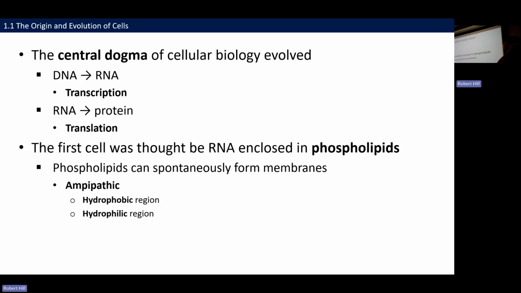You have to have this message system enclosed or encased in something, or you just have a chemical floating around in a pond or something like that. So you need to have something to segregate the cell from its environment. These are membranes, and membranes are formed by phospholipids.